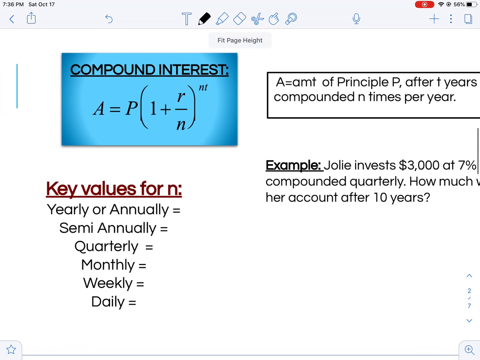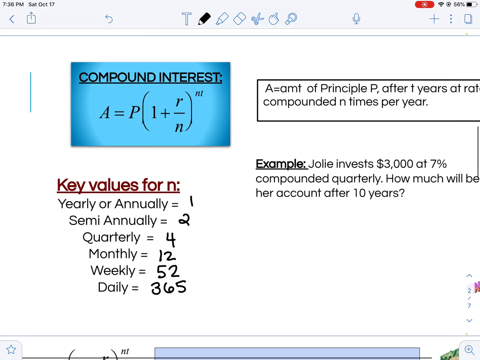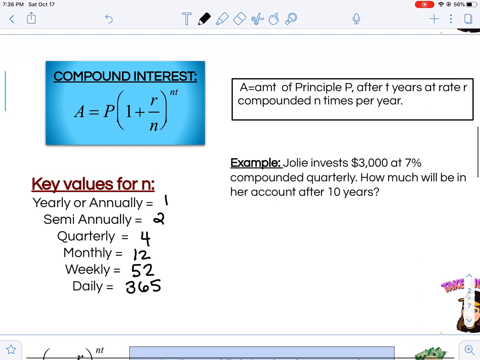So let's take a look at some of those values for N. If you are doing yearly or annually, that N value would be 1. That means 1 time a year. Semi-annually, I would use an N value of 2. That would mean 2 times a year. Quarterly happens to be 4 times a year. Monthly would be 12 times a year. Weekly, there's 52 weeks in a year, and daily would be 365. I know banks just generally go by 365. I know sometimes we have a leap year and things like that, but for our purposes, you can go ahead and use 365.